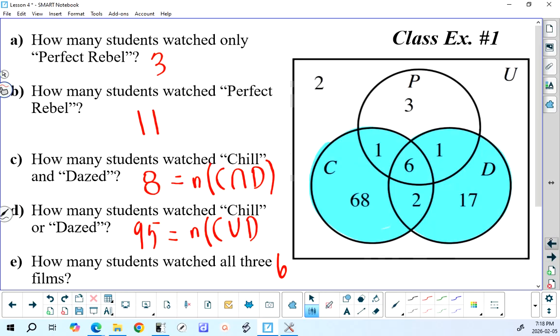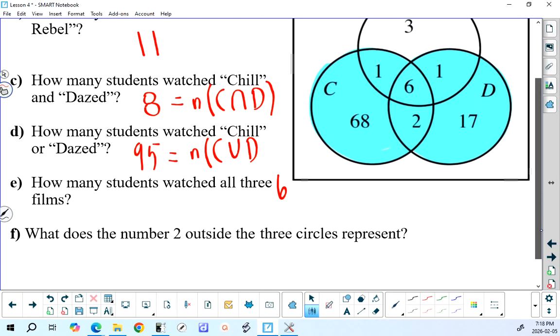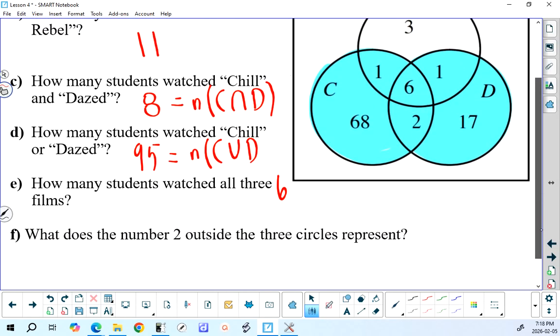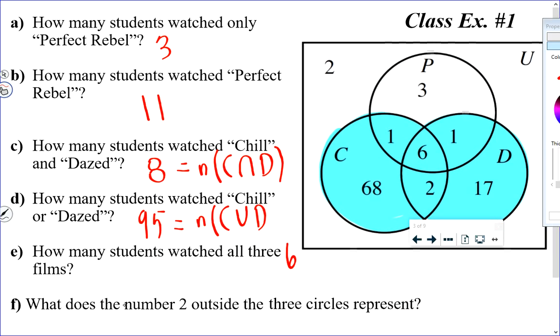By the way, how many students watched neither? That would be 2. And I don't think that's actually asked. Oh, it is. In F, it says, what does that number 2 outside of the circles represent? It means that 2 of the 100 students did not watch any of those movies. 2 watched none.